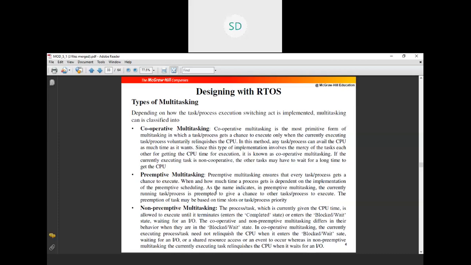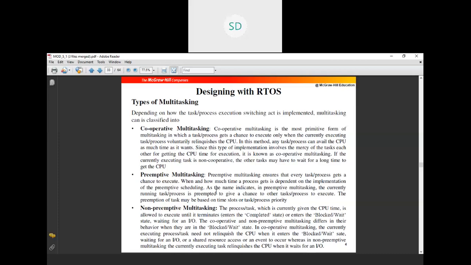The other one is non-preemptive multitasking. In non-preemptive multitasking, there will be no preemption. The process or task which is currently given the CPU time is allowed to execute until it terminates. Whichever process is being executed, we wait for the completion of that execution, and only after the completion will the next task be given to the CPU. That is known as non-preemption.